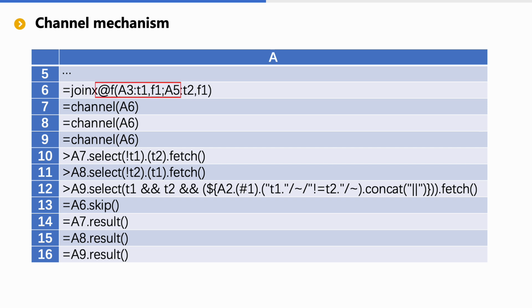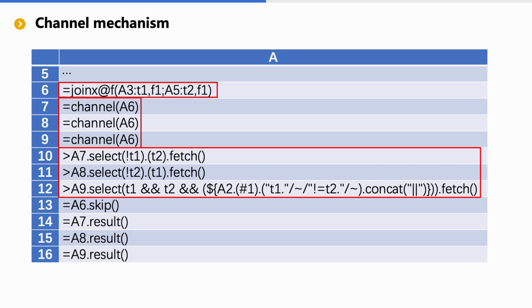Continuing with the script on the previous page, starting from A6. A6 is the result of matching 2 tables by primary key and is a cursor. Create 3 channels from A7 to A9 respectively. Then attach operational functions to the channels.